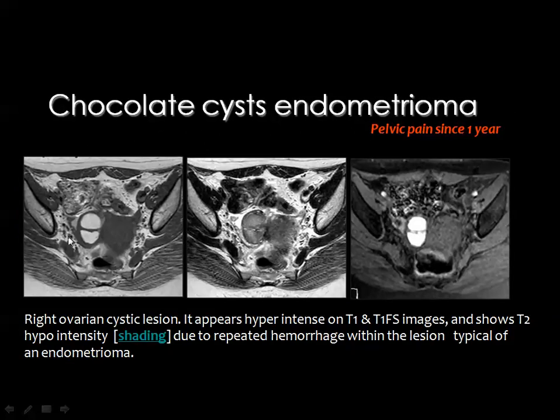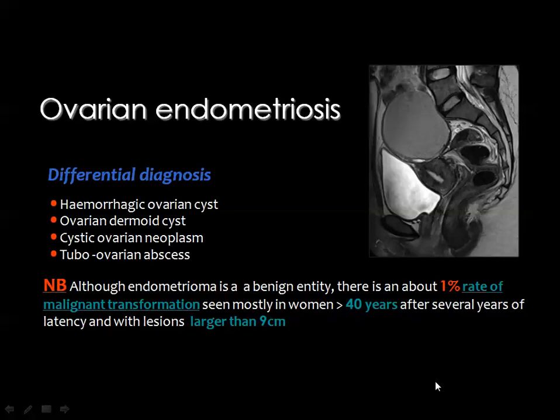Then look at these images. This is T1, T2, and T1 fat suppressed image. In the T1, the cyst is bright, containing internal septation, and there is drop of the signal in the T2 weighted image, and this is known as the shading sign. While with fat suppressed images, the lesion is not suppressed, meaning that it contains blood, not fat. Then ovarian endometriosis can be easily discriminated from a hemorrhagic ovarian cyst.